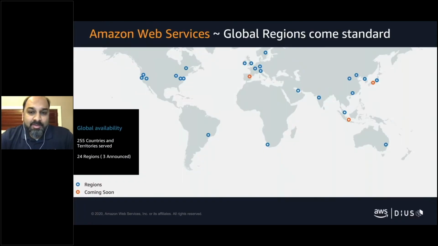First, global comes standard on AWS, with 255 countries and territories served, and with 24 regions, with a further 3 regions announced all over the world, as you can see on the map. It is because of this global nature of AWS Cloud, as you'll see today, that customers like Swoop Aero can run their operations in countries worldwide, such as Mozambique, Malawi, Democratic Republic of Congo, Australia, and others.